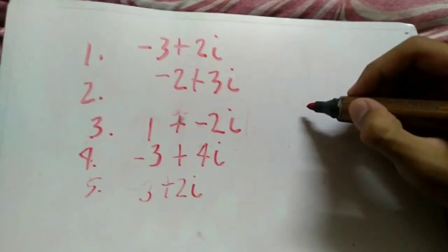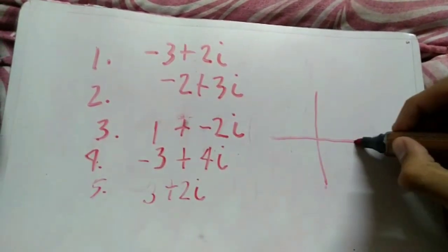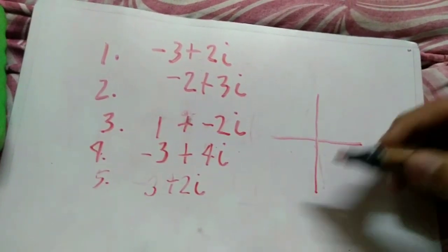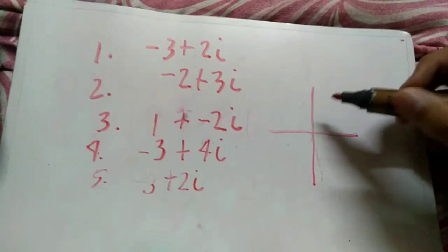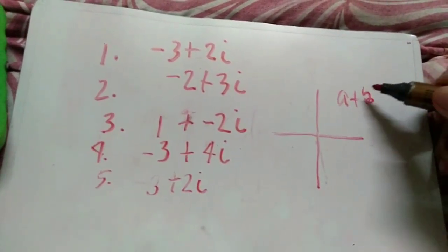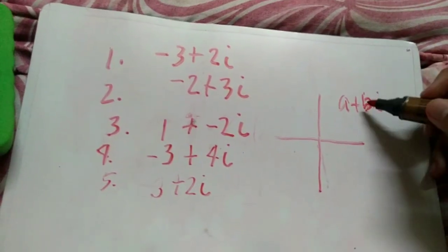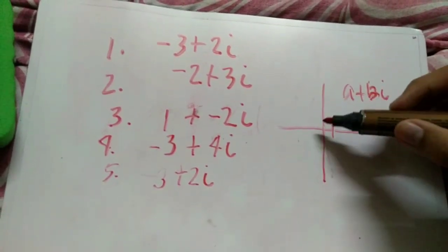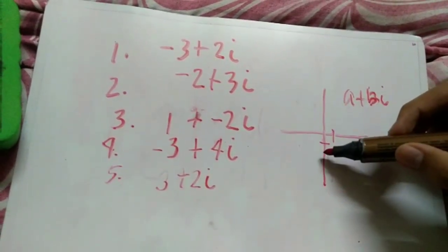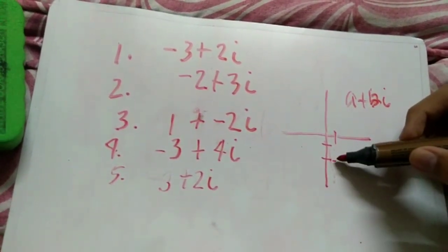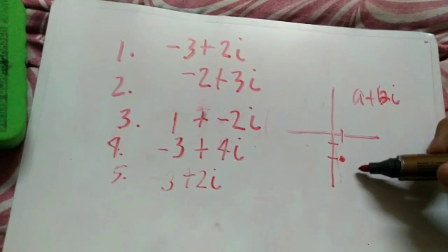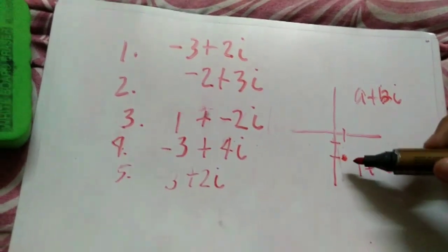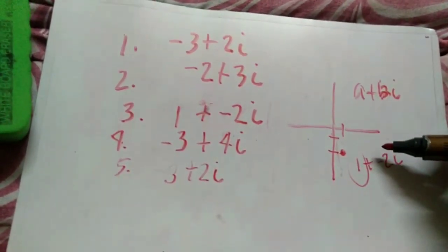The answer for number 3 is this. And let's make this straight. So your a plus bi. This is b. So your a is 1. Your b is -2. So that will be 1, -1, -2. Your point will be on this one. This is your 1 plus -2i. The real part is 1. The imaginary part is -2.